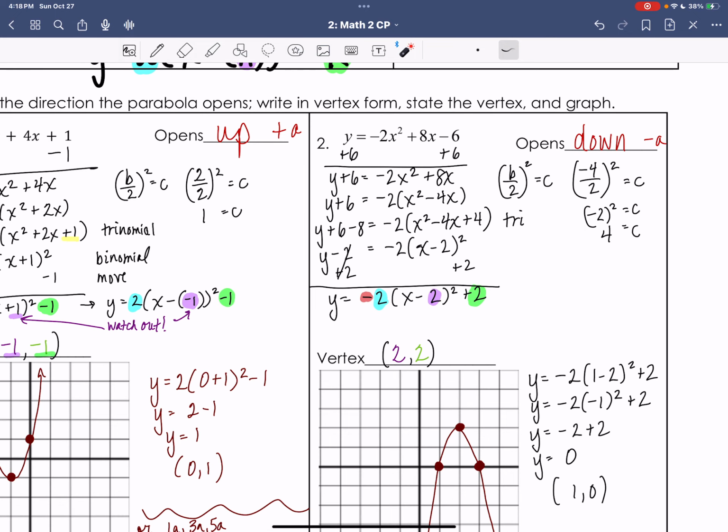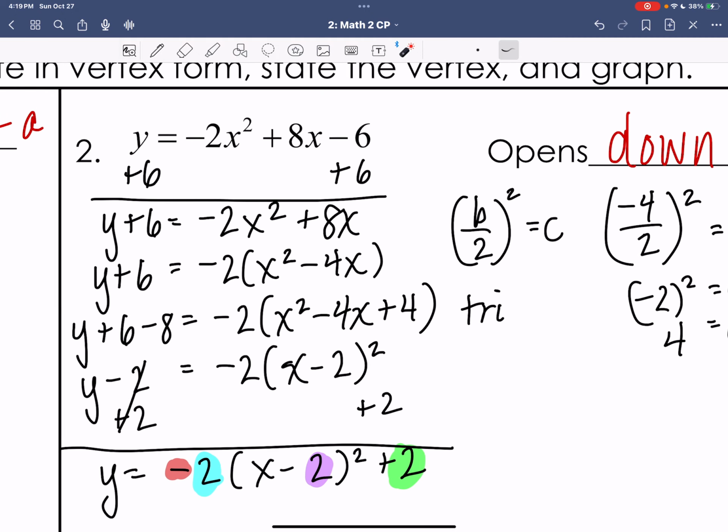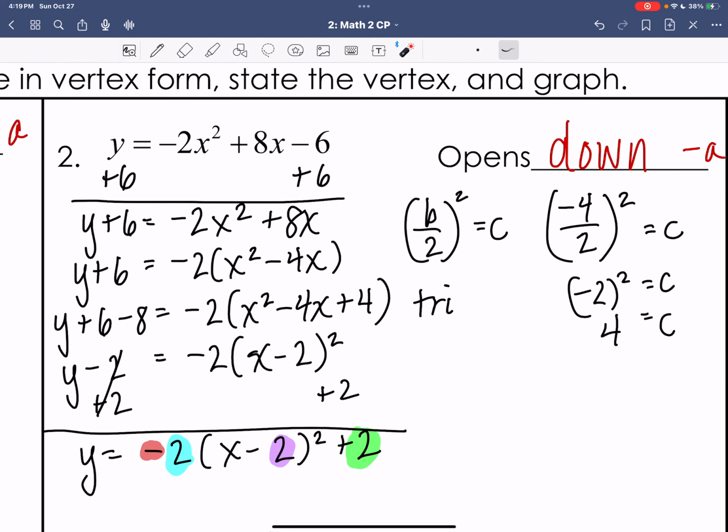All right, and on this one, we're going to do the same thing. We're going to take this equation and put it into vertex form. So first we need to add 6 to both sides. We're going to get y plus 6 equals -2x squared plus 8x. And then, since a is not 1, we have to factor out a -2 from both of these terms. So -2, and then whatever's left over, you have x squared minus 4x.